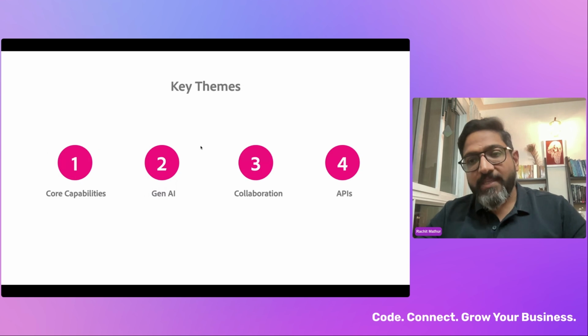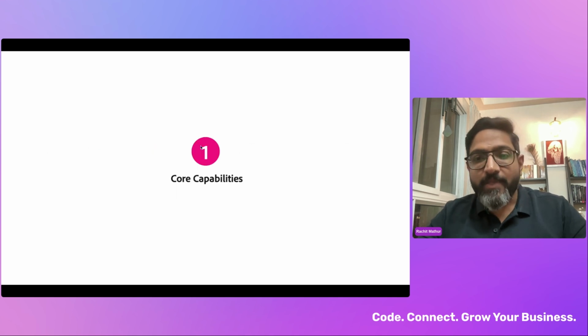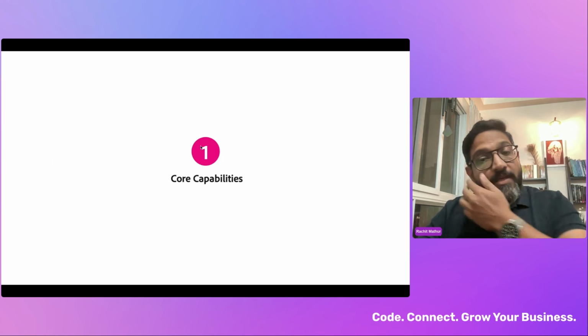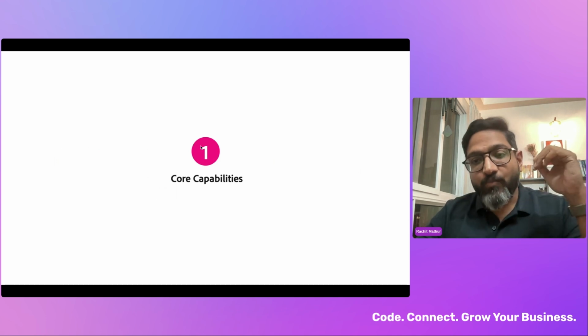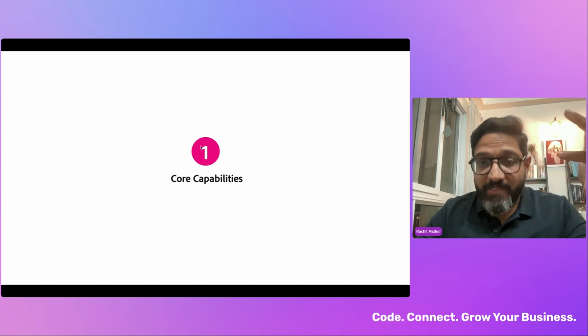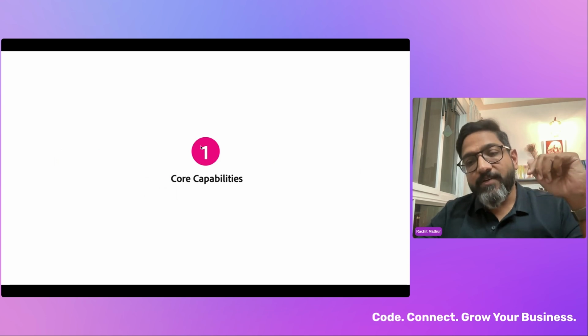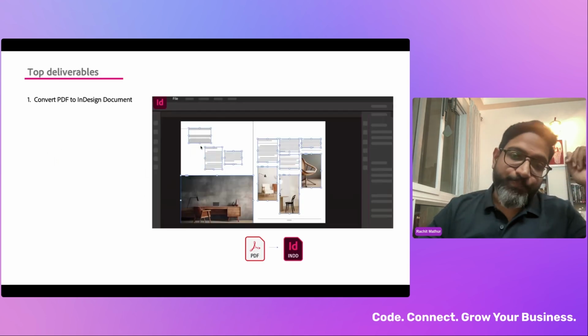These are the four key themes which I will cover today. Now we will deep dive into each one of them, starting with the core capabilities. So we have been investing a lot in modernizing the core capabilities of InDesign, be it typography, layout design capabilities, performance, and more. This is one of our most important pillars, and as I would like to call it, it's the soul of InDesign. This is basically what makes us the leaders in the publishing industry. So here I will be highlighting the top deliverables that we have done or planned for this year.